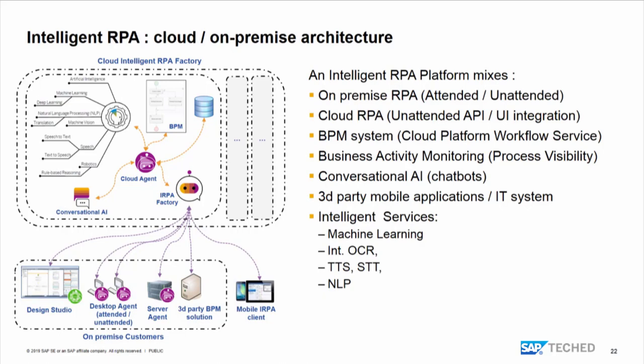So the idea is to have a hybrid solution. When you have to work with, let's say, on-premise applications, so ECC or your native applications, you will use the desktop agent, so on-premise. And when you are working with cloud applications, it will be executed in the cloud. And you can mix all the solutions together this way, and it will be the same way to develop the scripts.